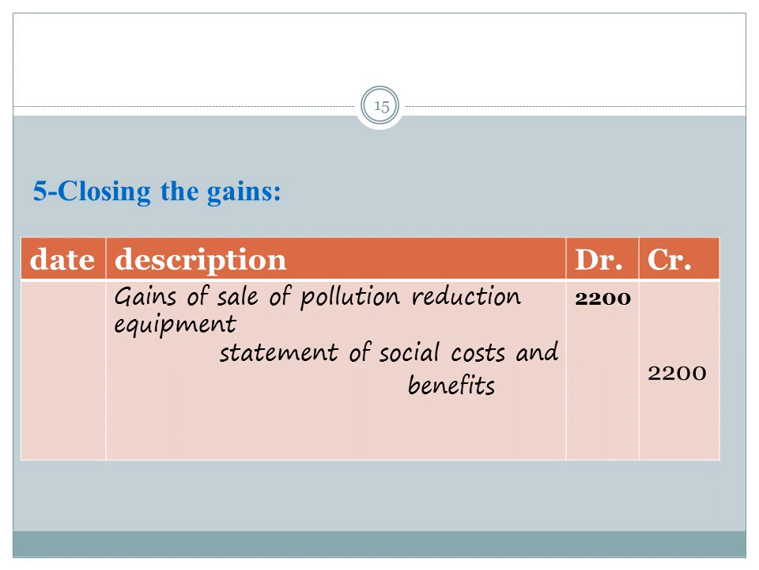Closing the gains. In the first stage, gains of sale of pollution reduction equipment will be in the credit side. When we close the gain, it will be in the debit side, and the credit side will be statement of social costs and benefits.